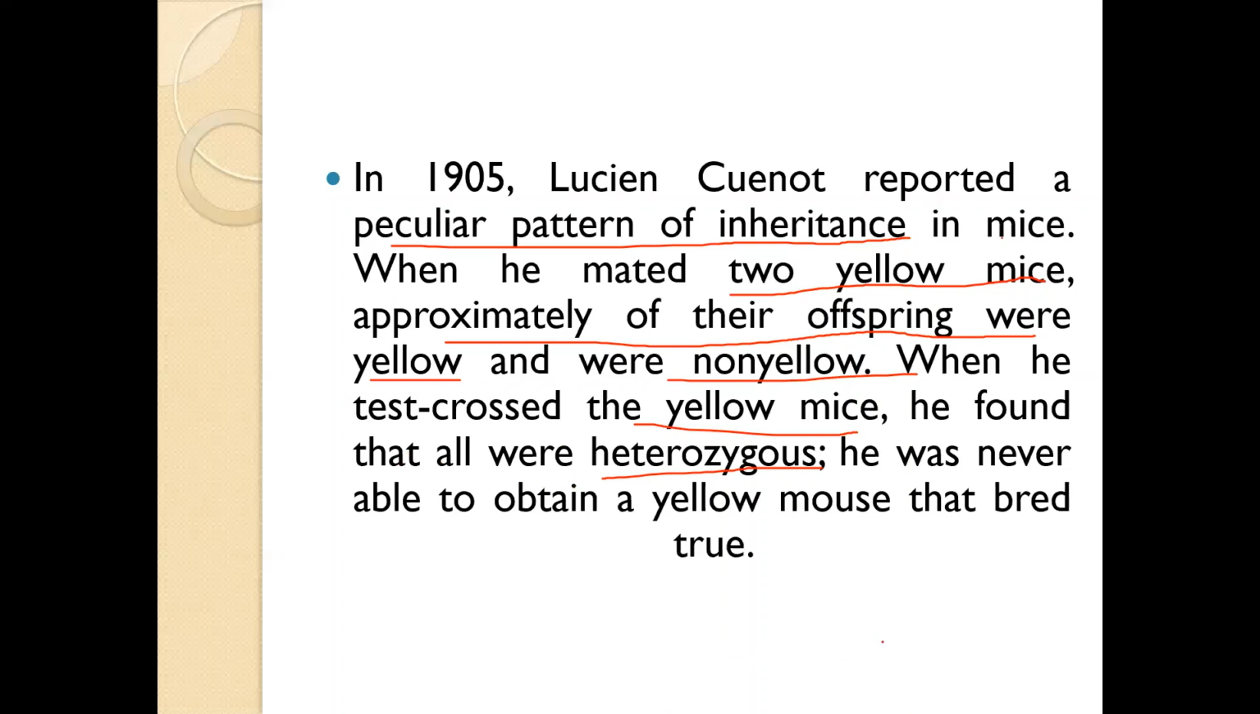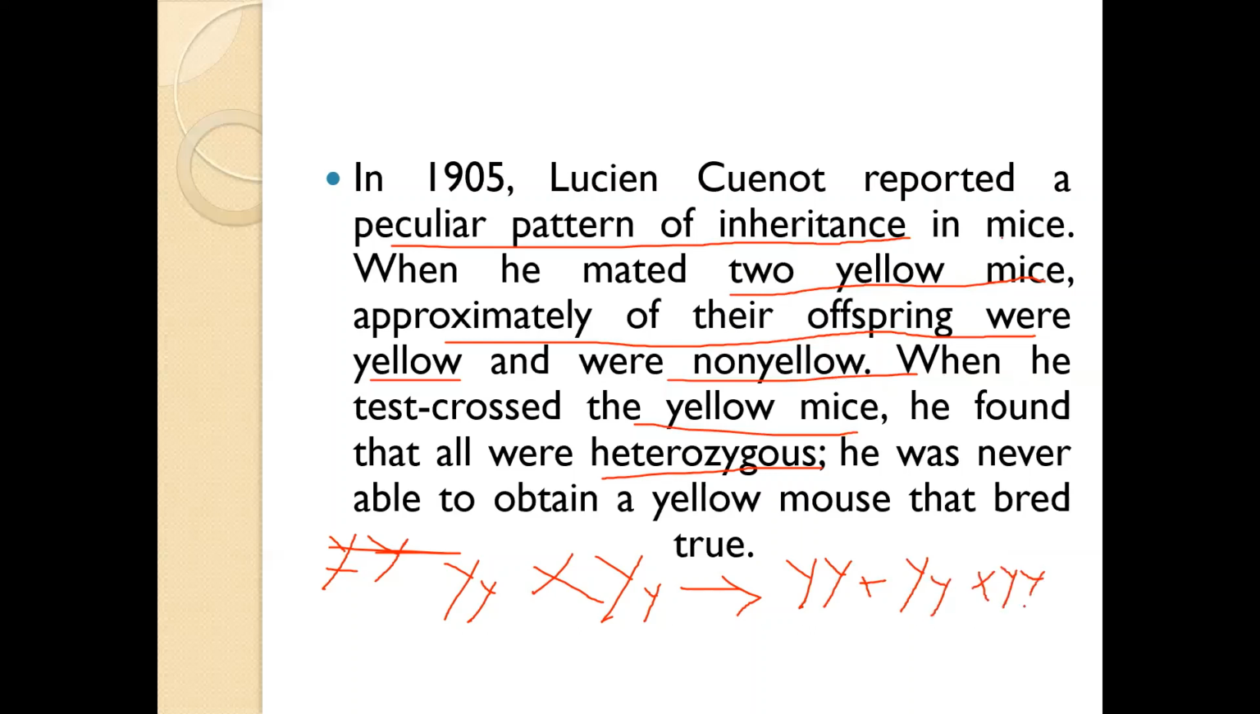What is the meaning of that? So just like if we go for a cross, capital Y small y into capital Y small y, in each and every case, we get a population of capital Y capital Y plus capital Y small y plus small y small y. This is the probable condition. This will be the yellow mice, this will be the white mice.